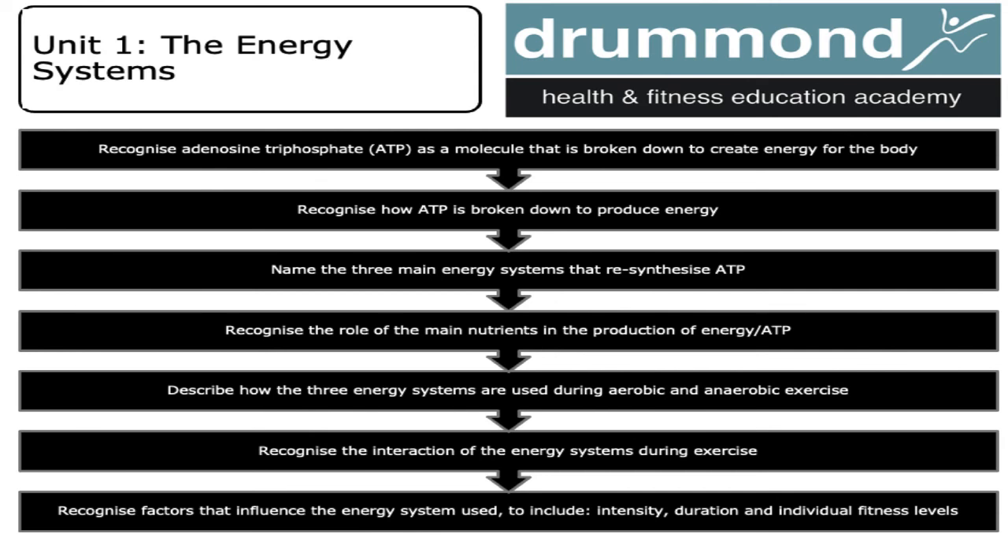That's us covered everything you need to know within the energy systems. So hopefully you're now able to recognise that adenosine triphosphate, also known as ATP, is a molecule that is broken down to create energy for the body, recognise how ATP is broken down to produce energy, name the three main energy systems that resynthesize ATP, recognise the role of the main nutrients in the production of energy and ATP, describe how the three energy systems are used during aerobic and anaerobic exercise, recognise the interaction of the energy systems during exercise, and recognise factors that influence the energy system used to include intensity, duration, and individual fitness levels.